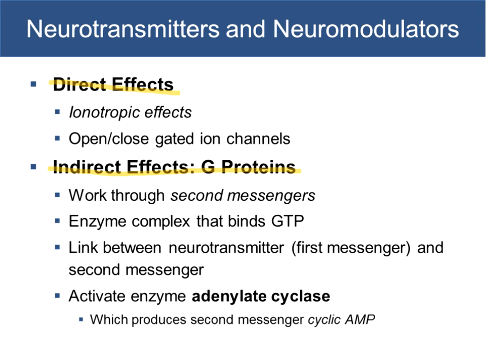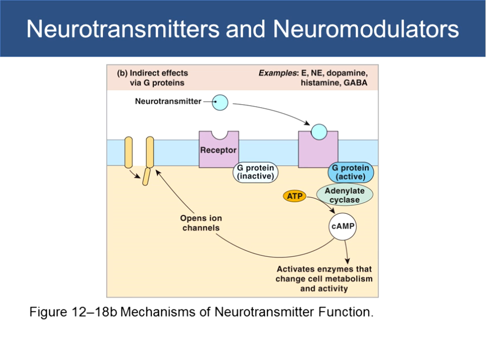So with indirect effects, think of it as being this complex process in order to get the postsynaptic cell to do something. With direct effects, they're directly telling the channels to either open up or close, and we call it ionotropic effects because the channels that are opening or closing are either the sodium channels for depolarization or those potassium channels for repolarization.